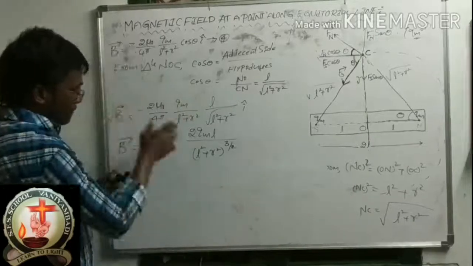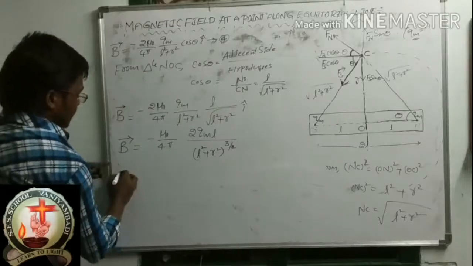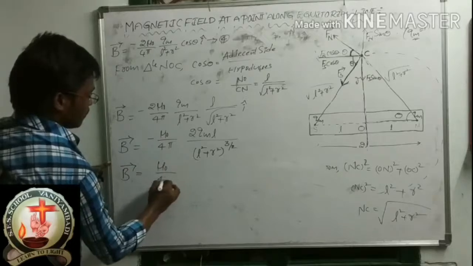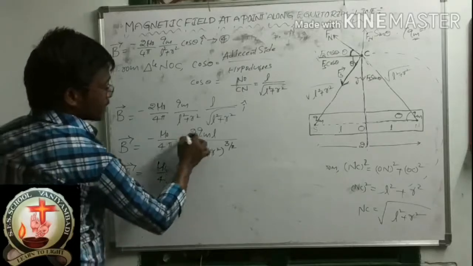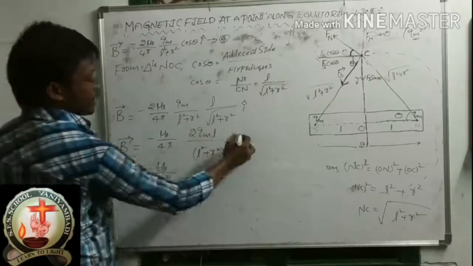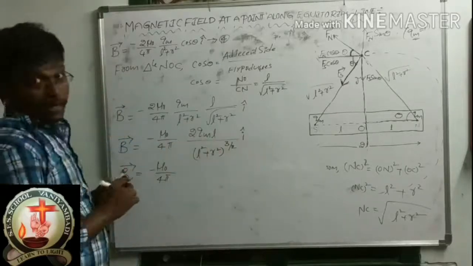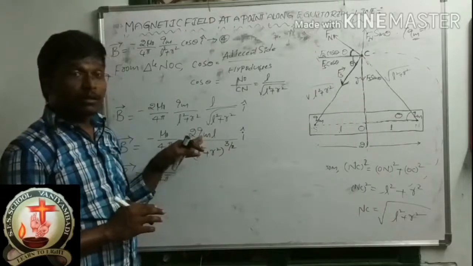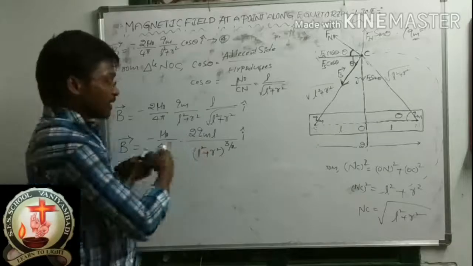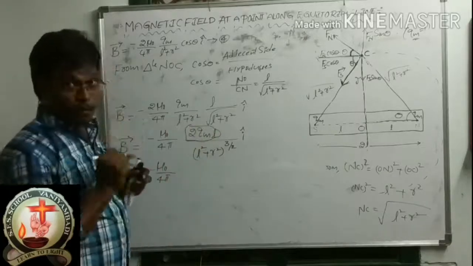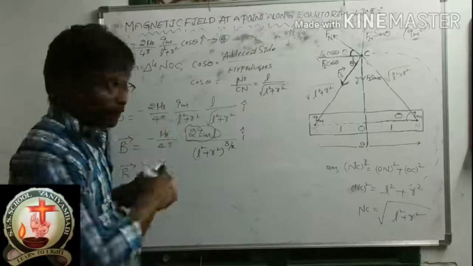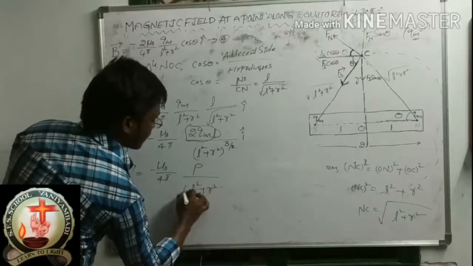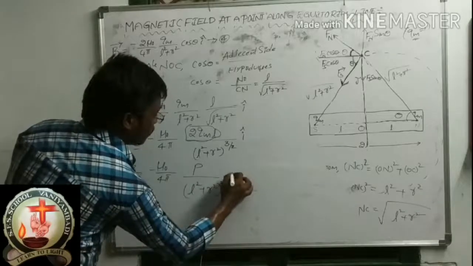Next one is B bar is equal to mu naught by 4 pi. You know this value. How much? Sorry, here I bar is there. 2L into QM, how much? 2QM into L, otherwise 2L into Q. That is the magnetic dipole moment. Magnetic dipole moment, which term do you denote it with? P. So here P by L square plus R square whole power 3 by 2 into I cap.